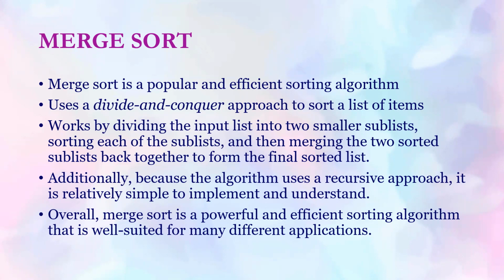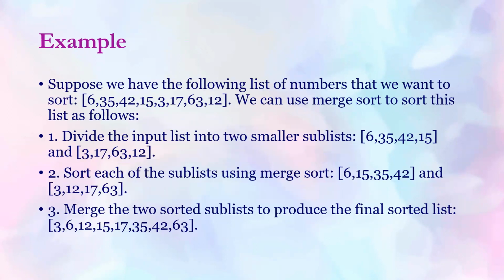So in general, as I told you earlier, even when you are working on a merge sort in a parallel environment or in a serial environment, the sorting algorithm by itself is very, very powerful and efficient. Let us look at an example for better understanding. Let us say I have an unsorted list: 6, 35, 42, 15, 3, 17, 63, 12, as you see on the screen.